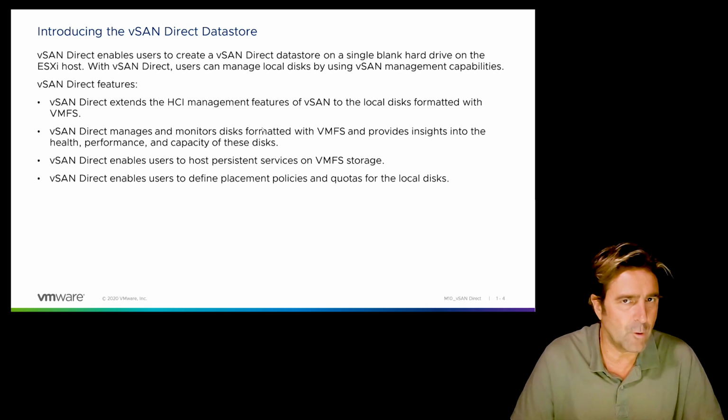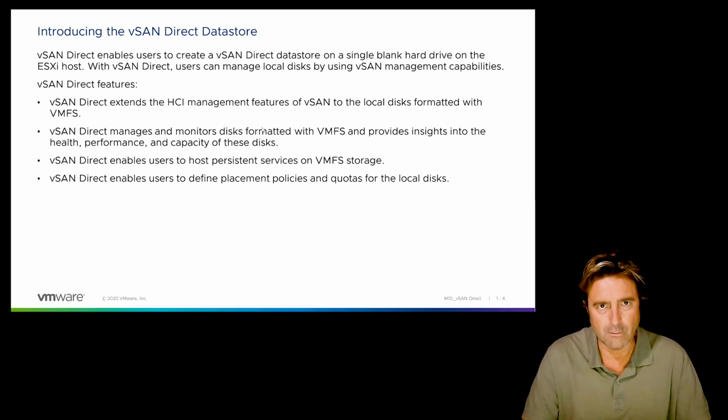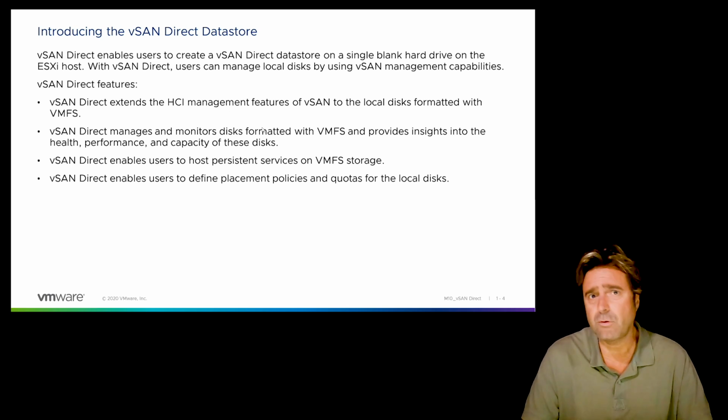Now, when I do my demo, I want to show you the partitioning scheme of that drive before we actually create a vSAN Direct data store. And then, of course, I'm going to show you the same partition scheme afterwards. As mentioned, if you have, for example, 2 different disks, you get to create, if you want, 2 vSAN Direct data stores. So it's 1 per disk.